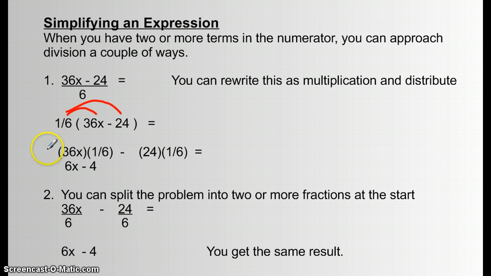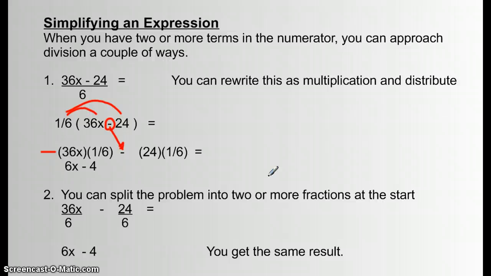So on the next line, you can see that I'm multiplying now the 36x times the 1/6, and then the 24 times the 1/6. Don't forget, you cannot lose this sign, right? This negative sign has to come down. The subtraction has to come down to the next row, or you're going to be really far off. So when you multiply 36x times 1/6, you get 6x. And when you multiply 24 by 1/6, you get 4. So this problem actually becomes 6x minus 4.